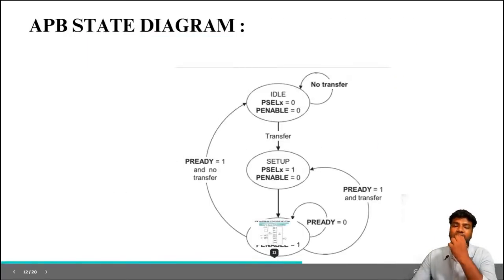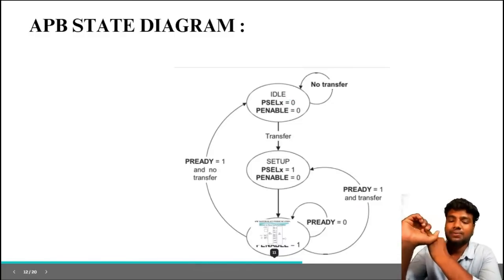So this is an important thing, the state diagram. Based on this state diagram only, we are going to write the RTL code. Firstly, it has three states: idle state, setup state.